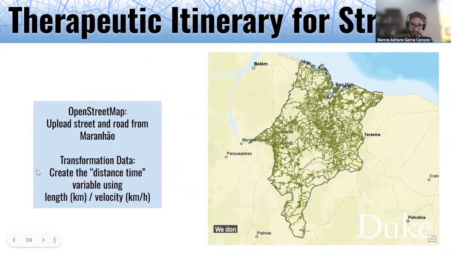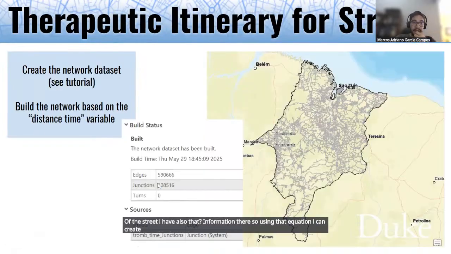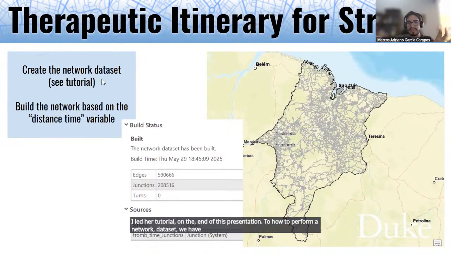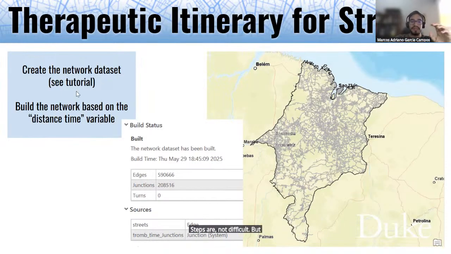We don't have that information in OpenStreetMap, so I need to transform the data. I use the length, which I have there, in kilometers, and divide it by the velocity of the street, which I also have there. Using that equation, I can create the distance time. Based on the distance time, I can create the network dataset. I added a tutorial at the end of this presentation on how to build a network dataset. There are specific steps, not difficult, but the most important thing is having that distance time variable.